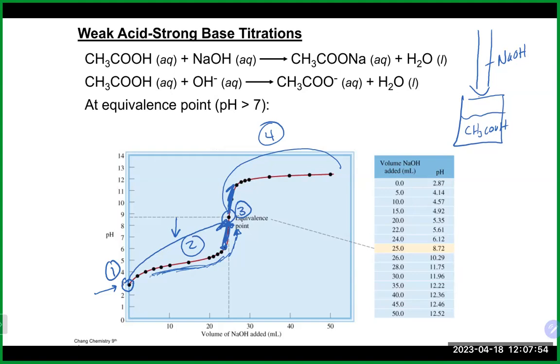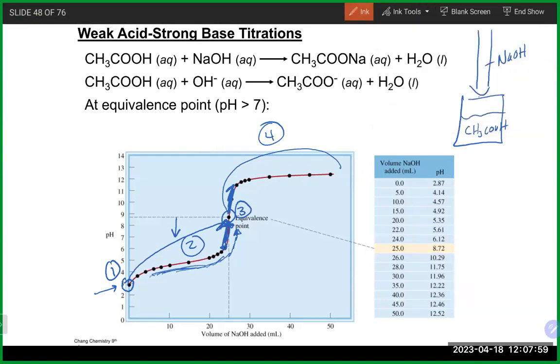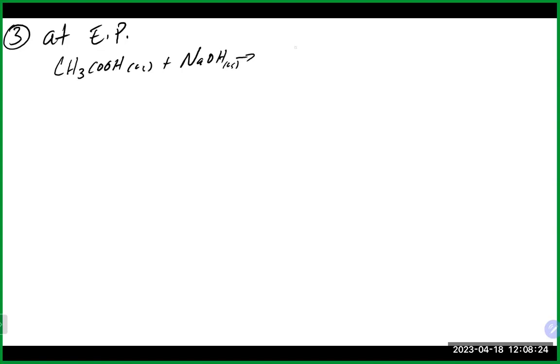All right, so let's talk about what happens when we do reach the equivalence point, which is number 3 up there. So let's take a look at that. So at number 3, we are going to be at the equivalence point. And when we're at the equivalence point, we obviously will still have our same reaction. So in this case, we'll have our acetic acid plus our sodium hydroxide, making some water and a little sodium acetate in this case. However you want to write it.